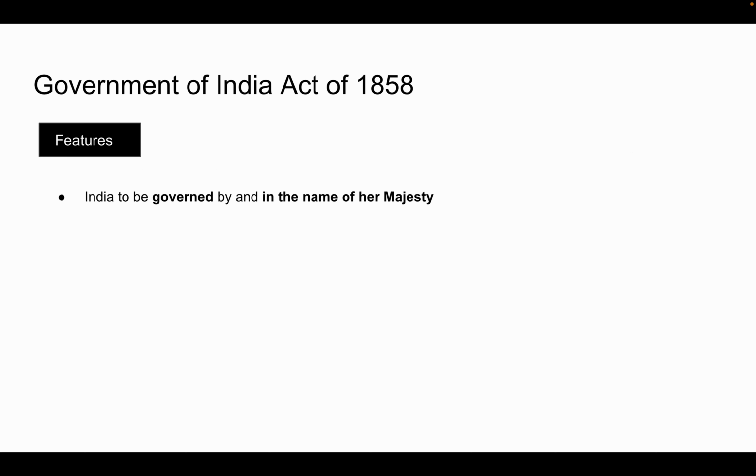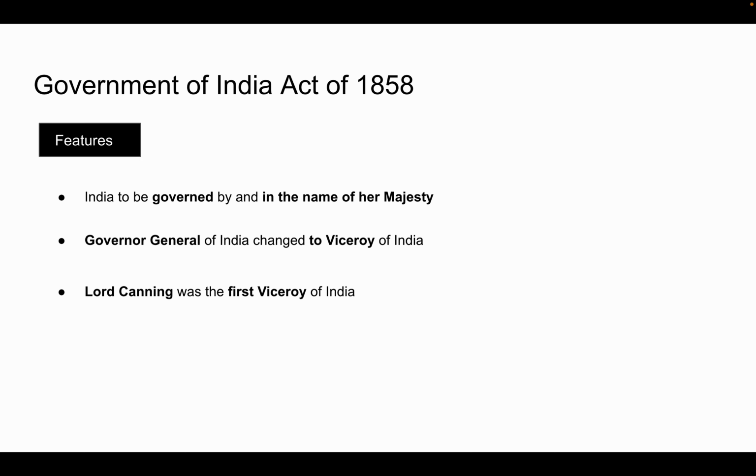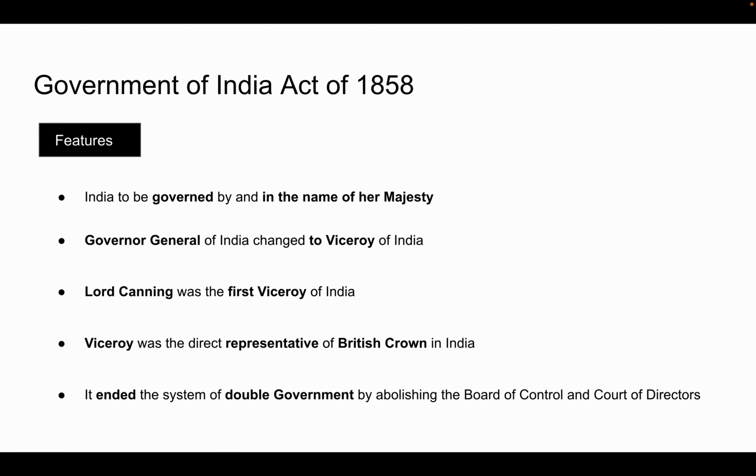So let us look at the features once again quickly. The first feature was India to be governed by and in the name of Her Majesty, that means the British Crown. The Governor General of India was changed to the Viceroy of India. Lord Canning was made the first Viceroy of India. Viceroy was the direct representative of the British Crown in India. This act also ended the system of double government by abolishing the Board of Control and Court of Directors. And which act brought the system of double government? Pitt's India Act of 1784.